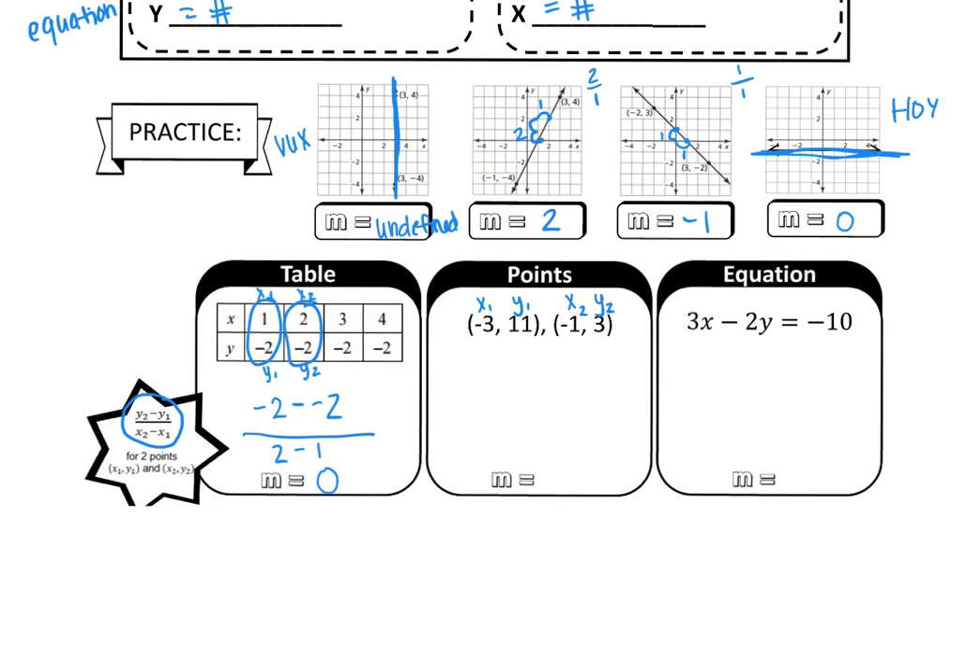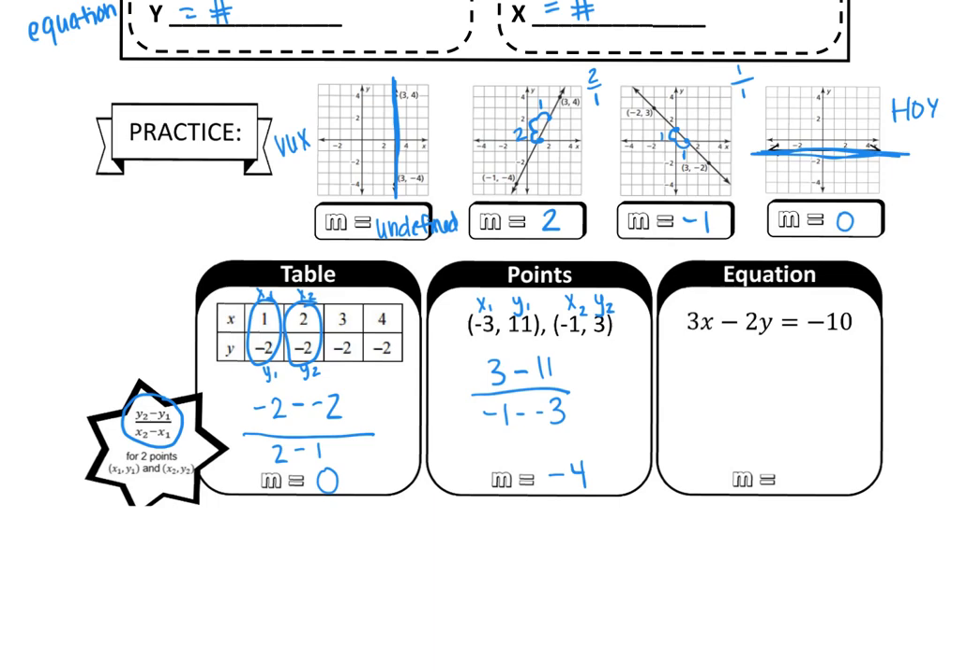And then we can go ahead and plug this in. So again, our formula is over there on the left. So it starts with Y2. The Y2 is 3 minus Y1 is 11 over X2 is -1 minus X1 is -3. And if we were to put this in the calculator, it would tell us that it is -4. So our slope between these 2 points is -4.